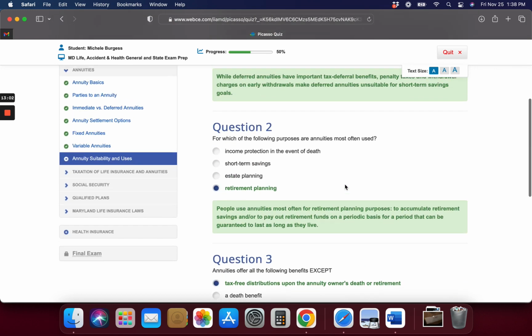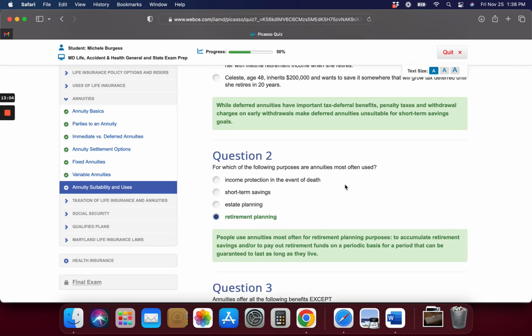Okay, so that's it then on this chapter for annuity suitability. And if you need to watch it again, look for that in the title. The next one is taxation of life insurance and annuities.